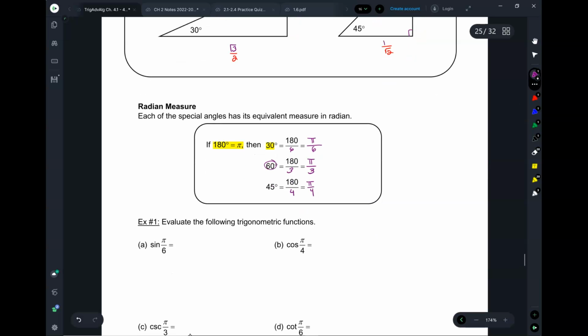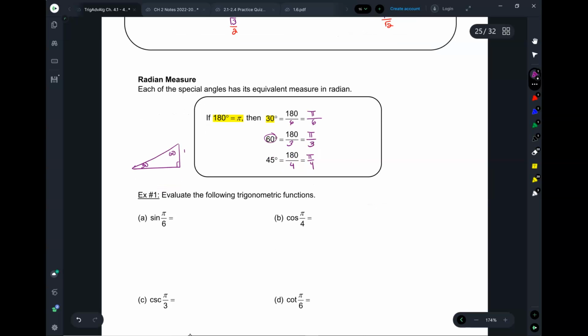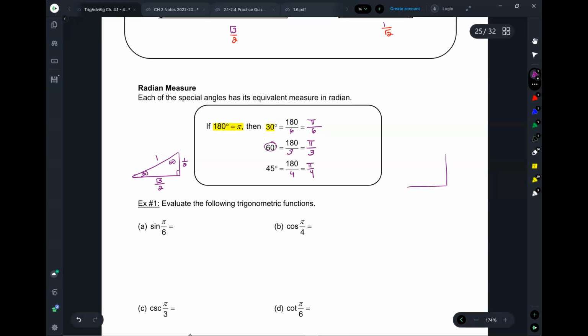Here's one of the triangles, 30, 60, 90. The new sides now are going to be 1/2, root 3 over 2, and 1. And for the 45, 45, 90, the new sides are going to be 1 over root 2, 1 over root 2, and 1. Okay, so these are the new triangles now. You know where we got them, right? We rescaled the other ones.